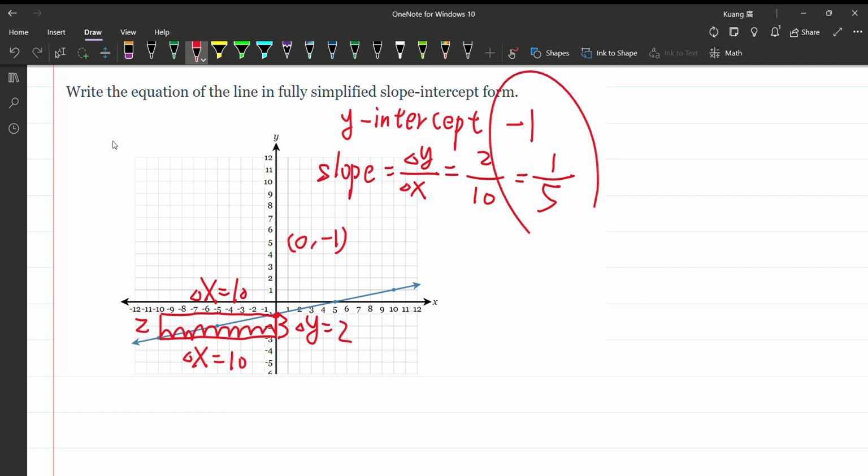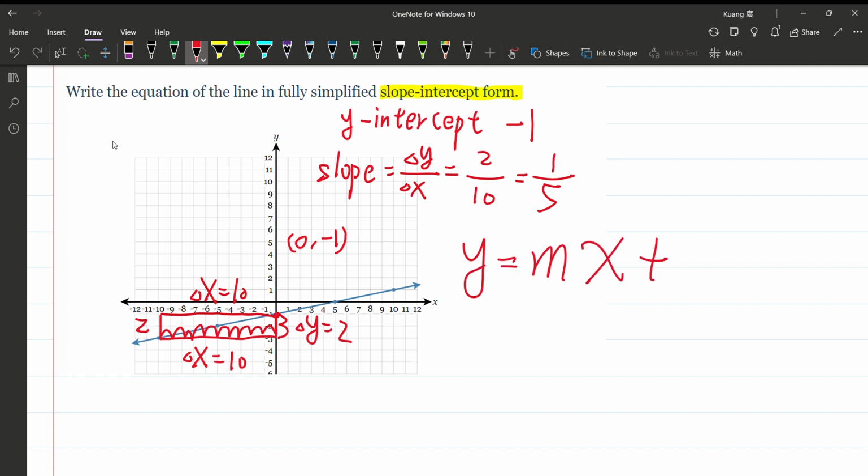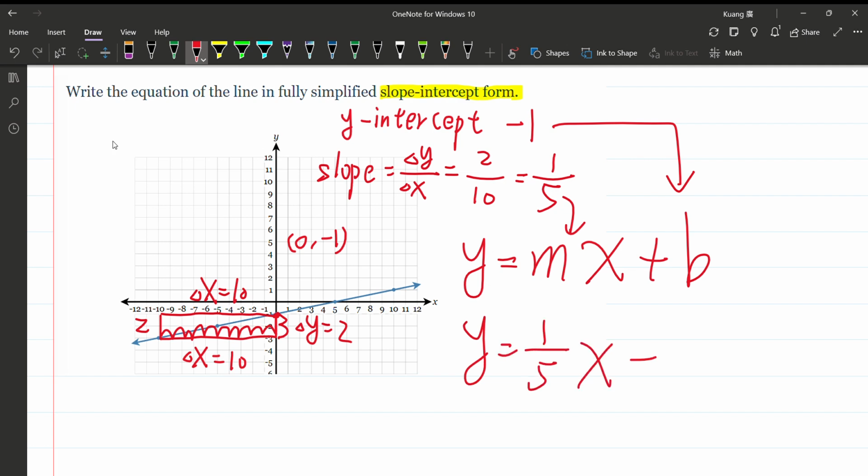Okay, it's positive. After we have the y-intercept and slope, we can write the slope-intercept form. It's quite easy. That's y equals mx plus b. m is the slope and b is the y-intercept. So y equals 1/5 x plus -1 is the simplified slope-intercept form. That's it.